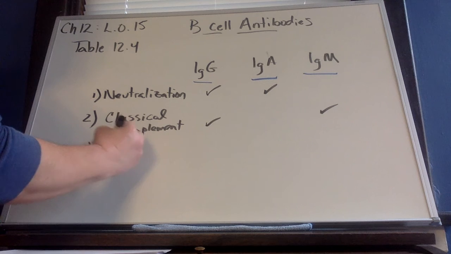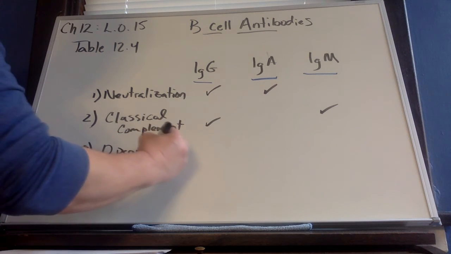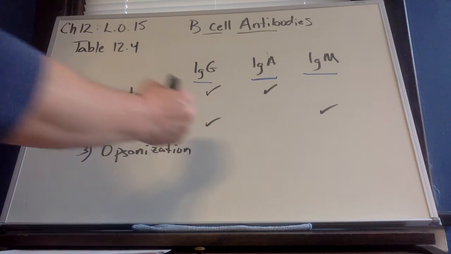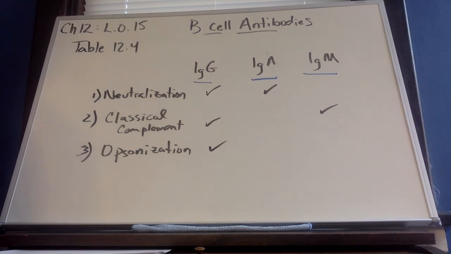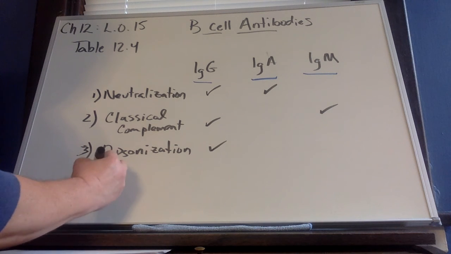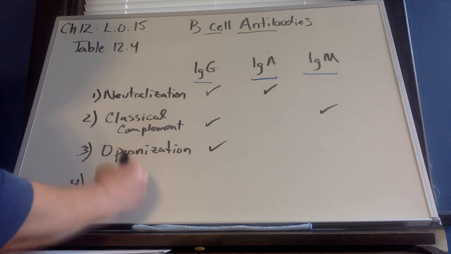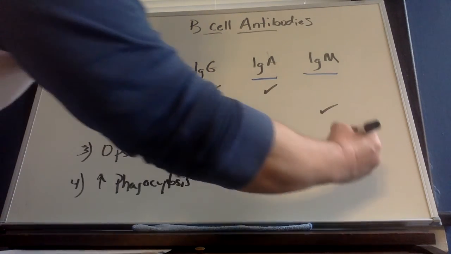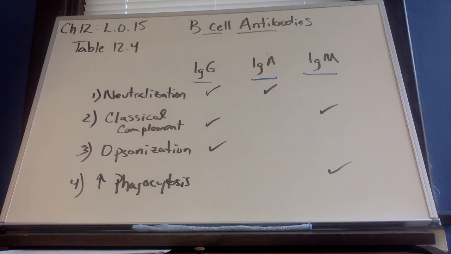We also have opsonization. So we talked about that. The G is pretty much the only one that is strong in this. And then lastly, we have that agglutination or precipitation, that increased phagocytosis. The M antibody is the one that predominantly will instigate more phagocytosis.